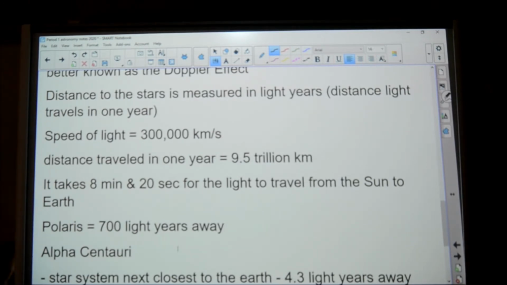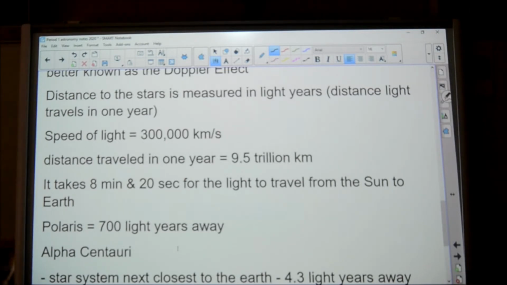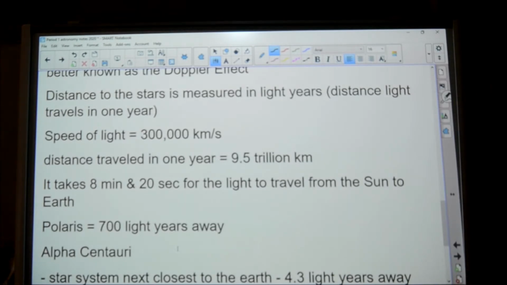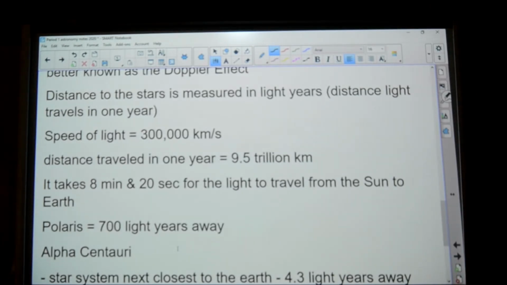Speaking of distance, the distance we measure using for stars is in light years. So light years, how far light travels in 1 year. The speed of light is 300,000 kilometers per second. Times that by the number of seconds in a year, comes out to approximately 9.5 trillion kilometers that light travels in 1 year.